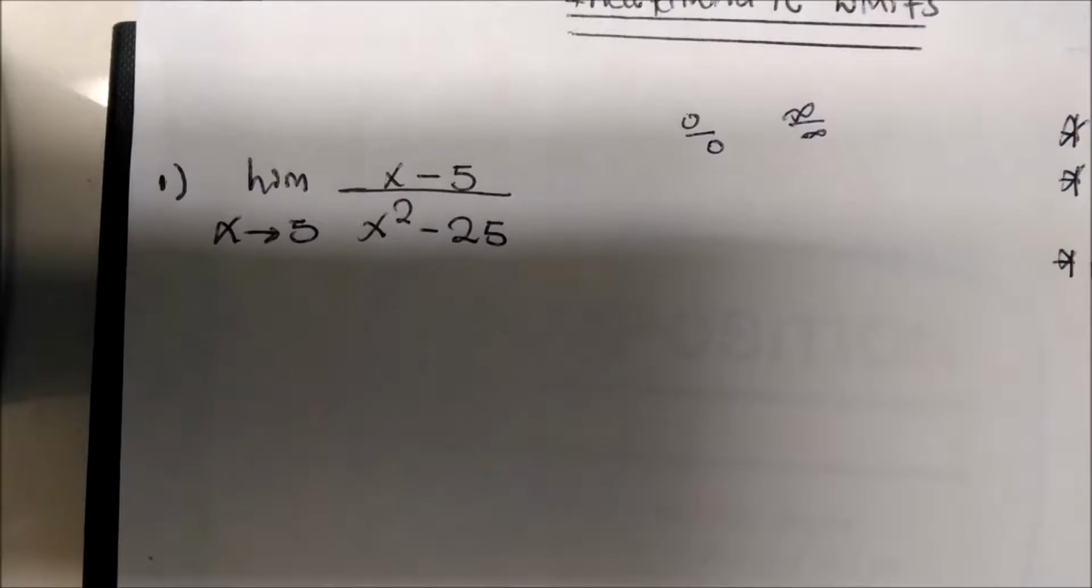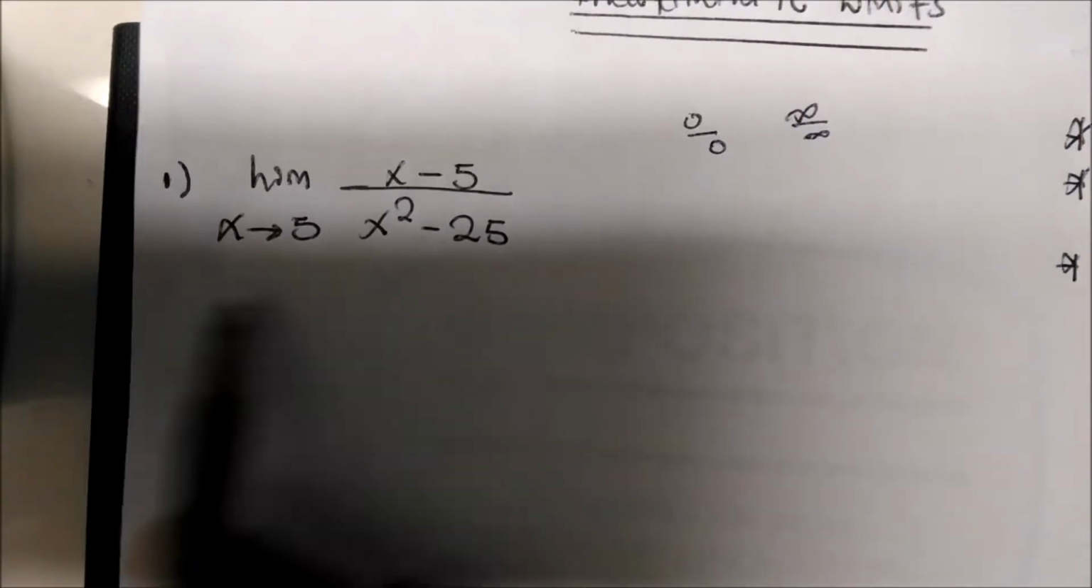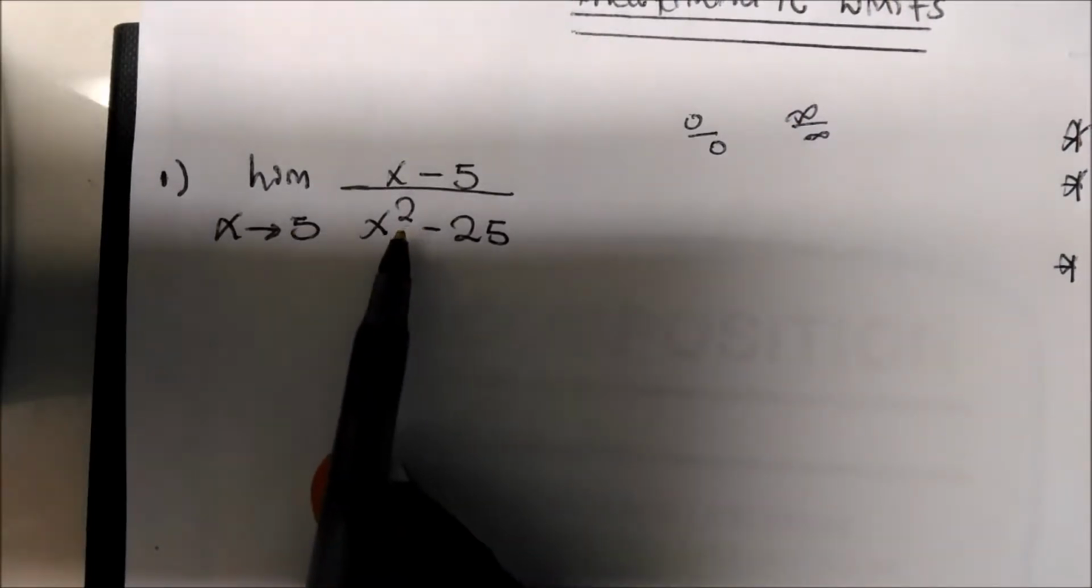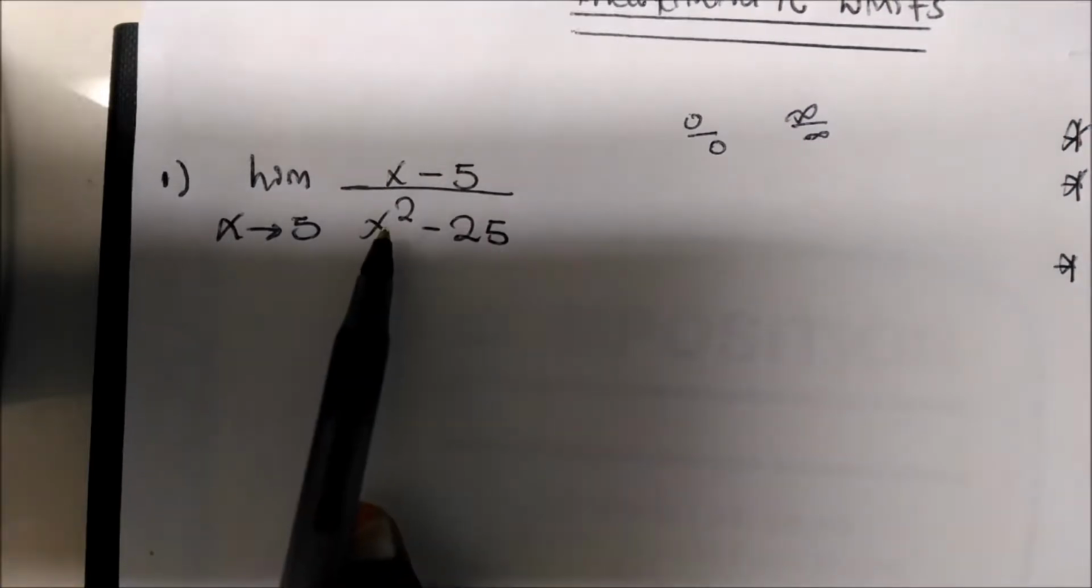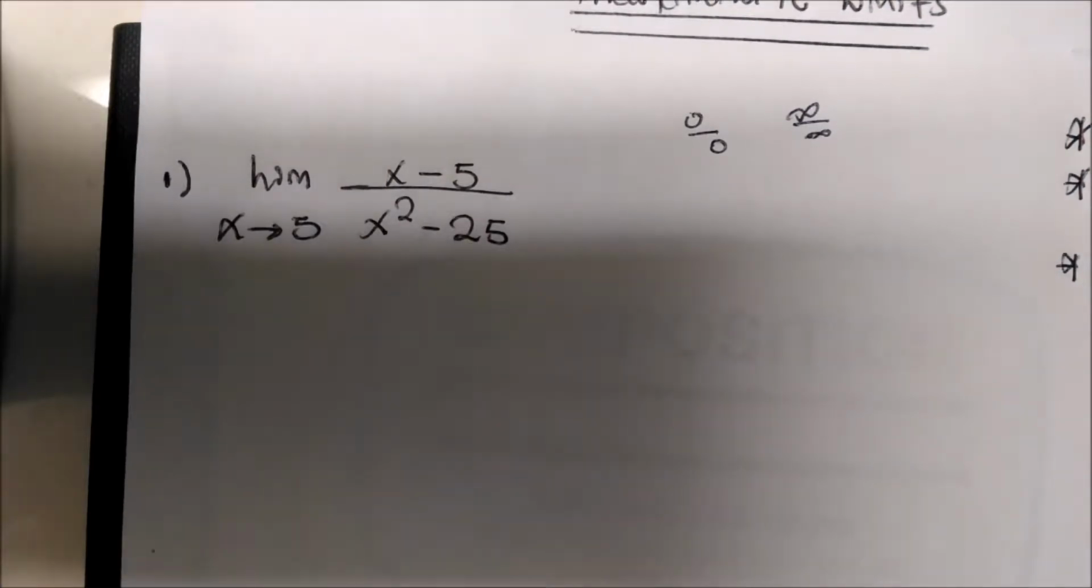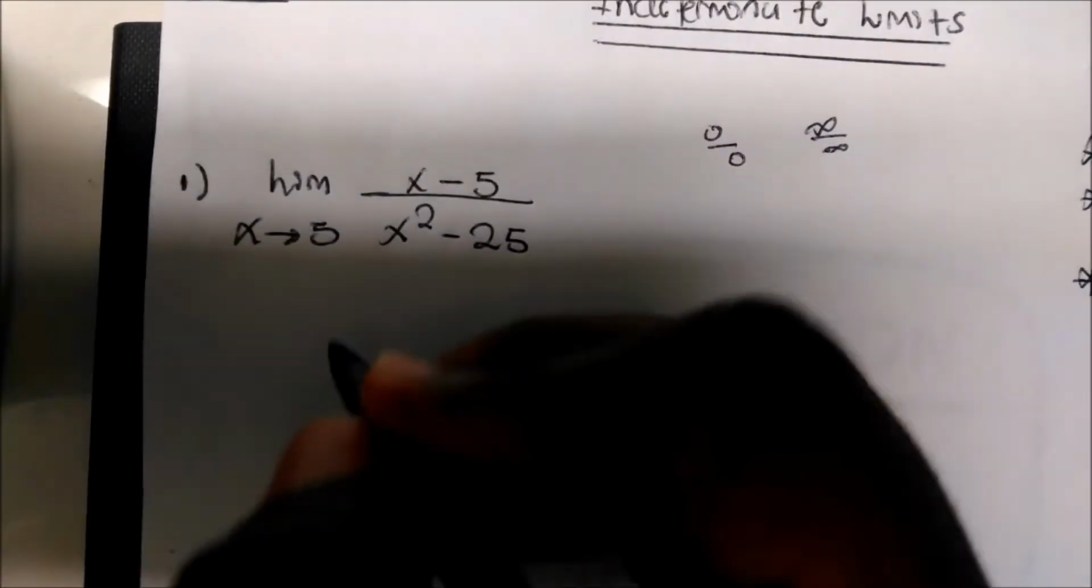So in this case, right off the bat, I see that I could factor because I can't just plug in 5 into this. We're going to have 0 over 0 because 5 squared is 25, 25 minus 25 is 0, and 5 minus 5 is 0. So I go another step.